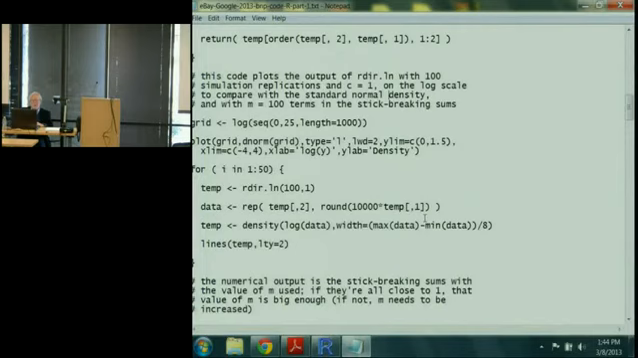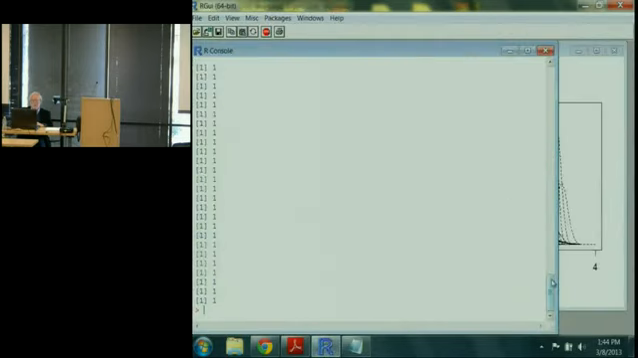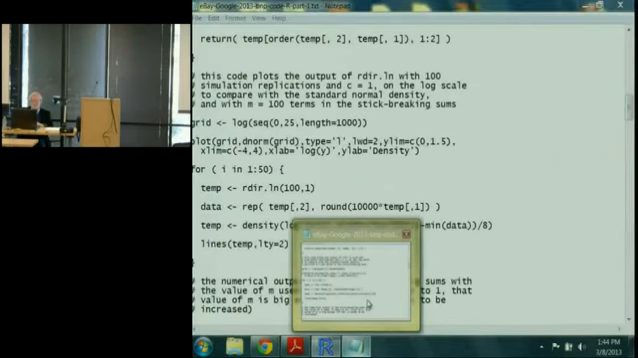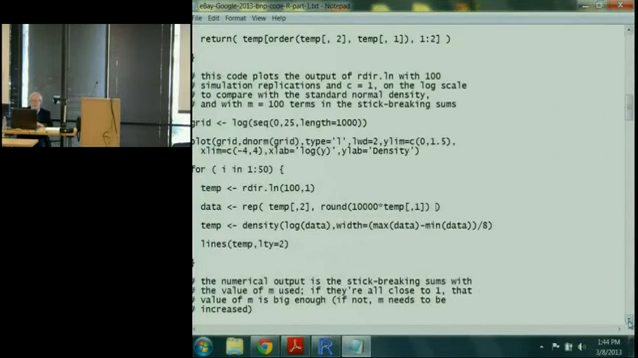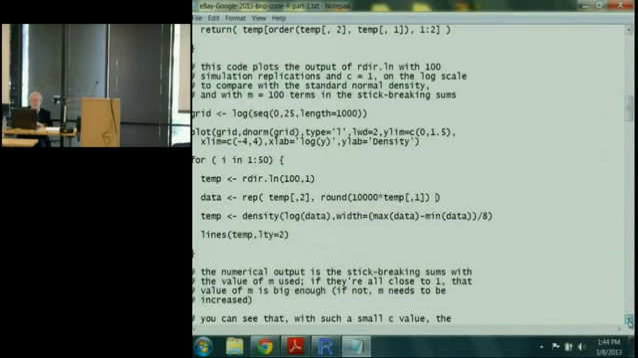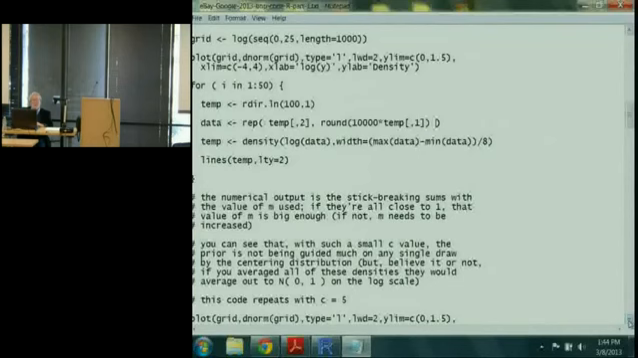Like it says here, it also printed out some numbers, all those different stick breaking sums for all the iterations that I asked it to do. And you see all the stick breaking sums turned out to be 1 with the value of m that I'm using here. So I made a note to myself, the numerical output is the stick breaking sums with the value of m used. If they're all close to 1, that value of m is big enough, and otherwise you need to make the m bigger. So you can see that with this small C value, the prior is not being guided much on any single draw by the centering distribution.